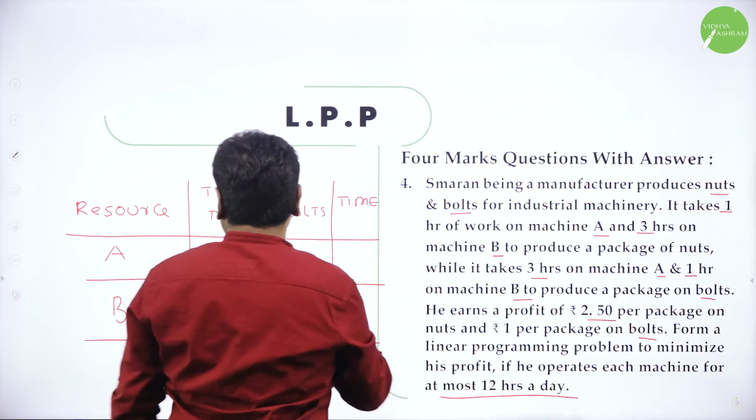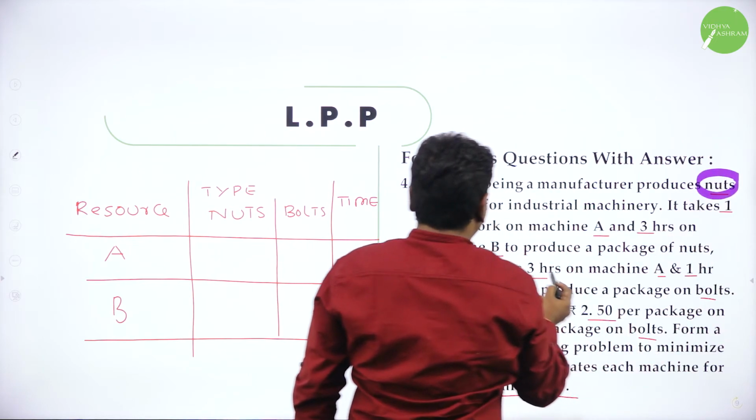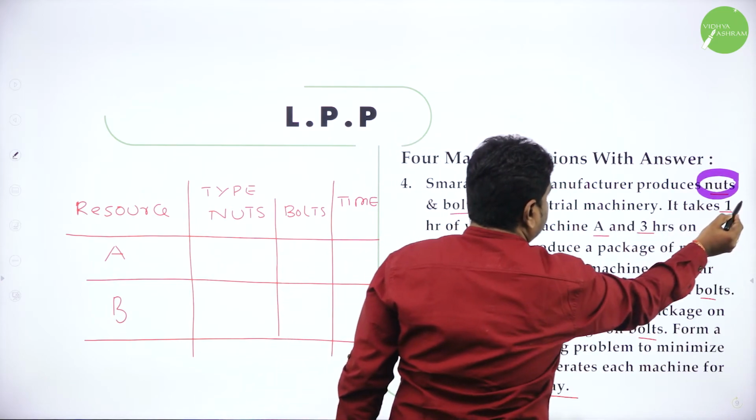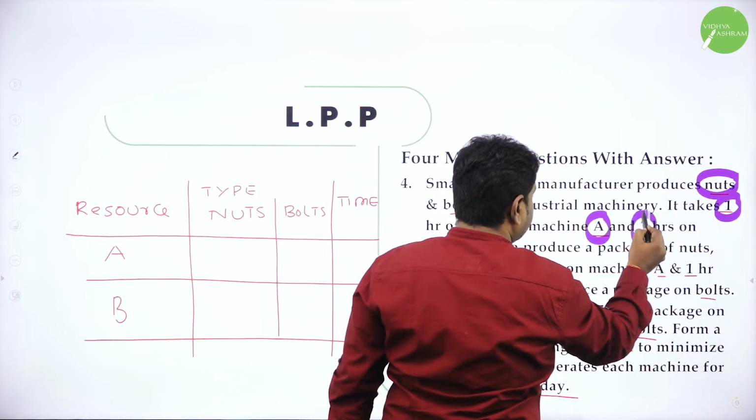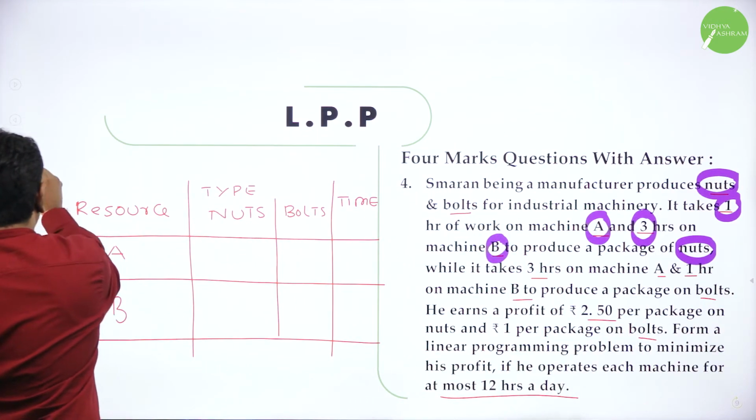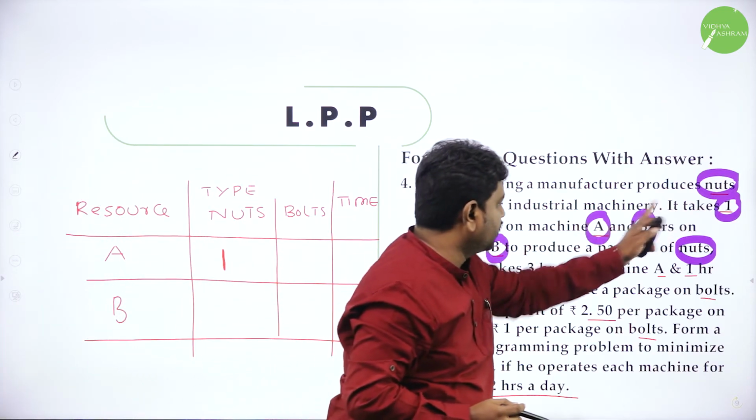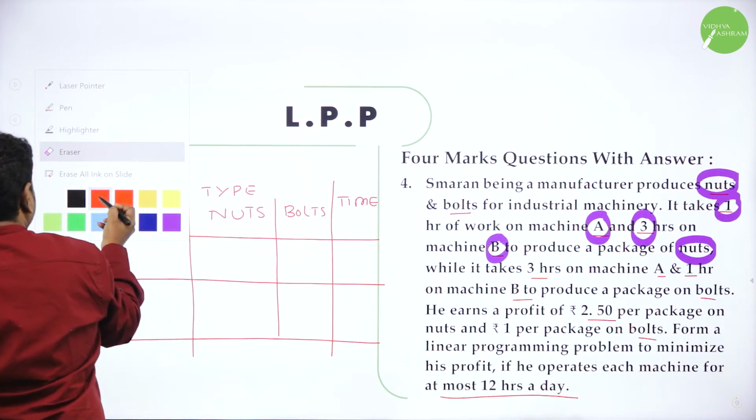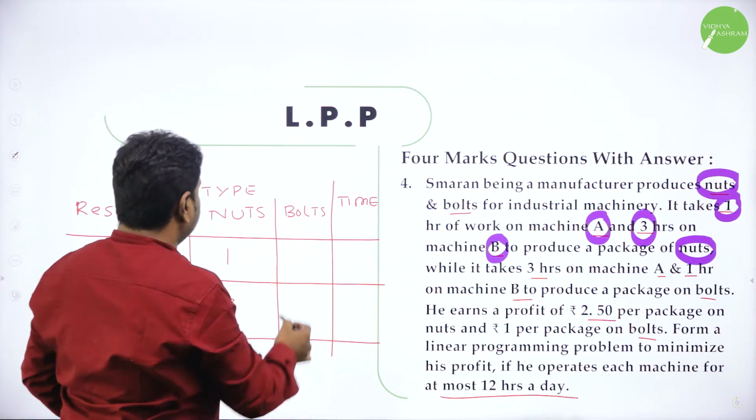To produce, I will talk about nuts now. To produce nuts, it takes 1 hour of machine A and 3 hours of machine B. So only the nuts column I will fill: 1 hour for machine A and 3 hours for machine B.